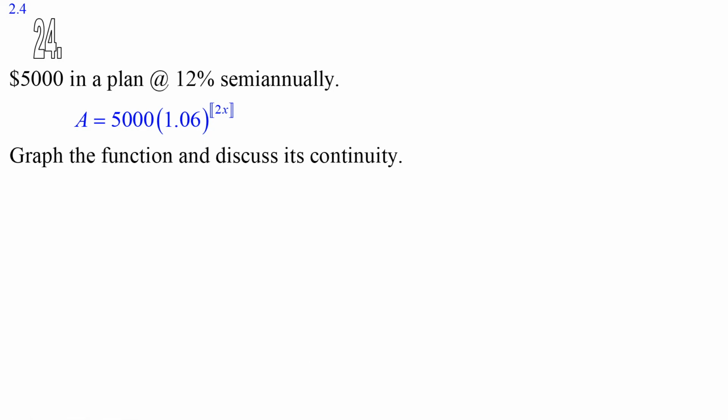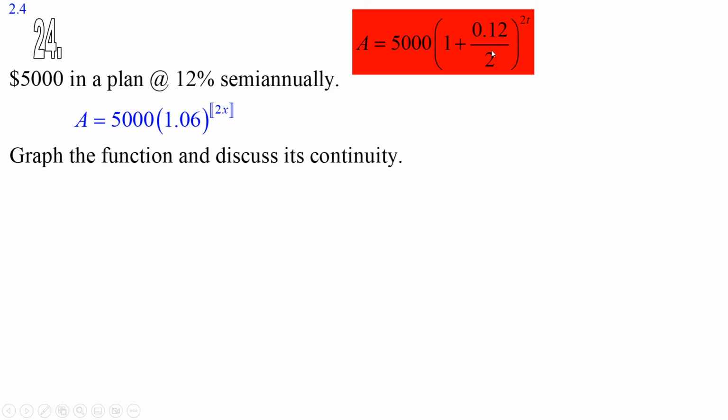$5,000 in a plan at 12% semi-annually, and they give me the function. Graph the function and discuss its discontinuities. So again, do you notice that we have the greatest integer function right there, or the integer part of a number? So they just want you to be able to put this into your calculator correctly. And by the way, you saw this formula in pre-calculus without using this floor function business. In pre-calculus, it looked like that right there. But let's just take what they gave us and put this into our calculator very carefully.